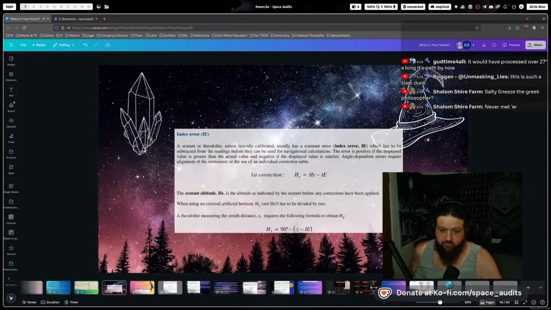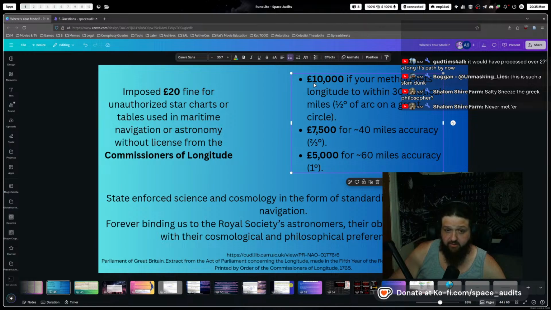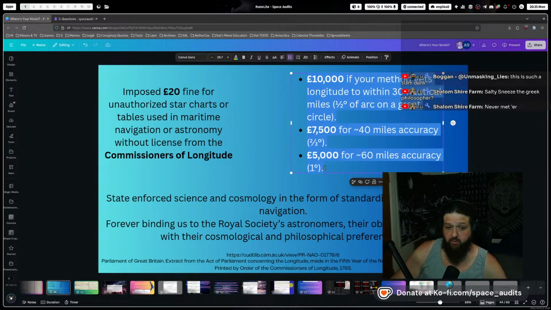Wait, how much was it? I just looked at it. Oh, so the fine for using bootleg stuff or non-licensed stuff by the commissioners of longitudes was $20. Which was insane. And then these on the right are rewards for accuracy of finding your longitude at sea using their coordinate system. And then the timing and corrections and basically everything that you were employing, you had to be incentivized. Well, no, you had to.